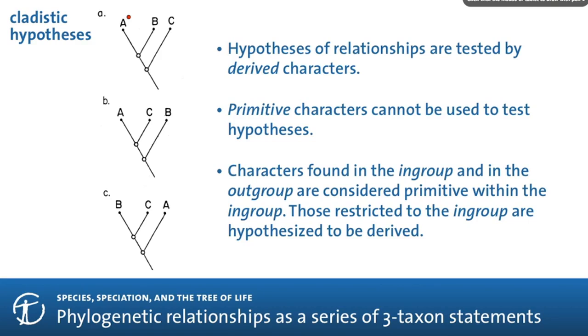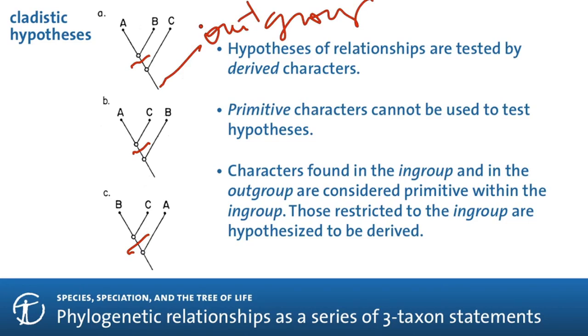And on the next slide, I'll be showing you that. But we want to find characters here, here, or here that test these different hypotheses. And we want to look at in-groups and out-groups. So these three taxa are called an in-group, and we also want to go out and look at an out-group too, to understand their character distribution relative to those.